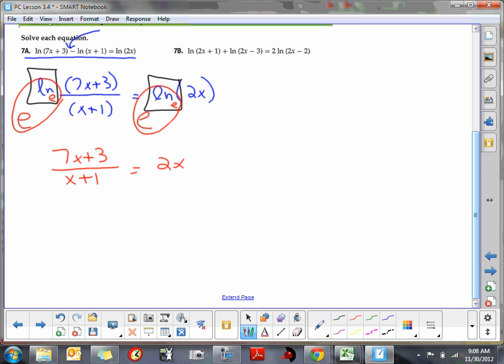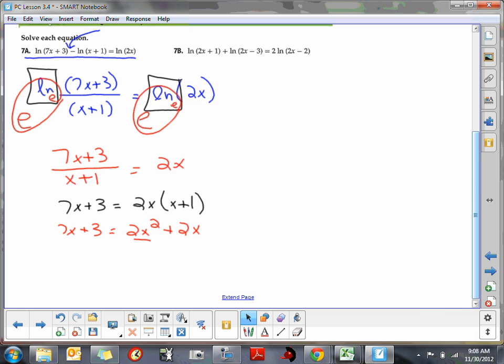Now I can get rid of the parentheses since the arguments of the logarithms are gone. So to solve this equation, we're going to multiply both sides times x plus 1. So 7x plus 3 equals 2x times (x plus 1). And then we're going to solve this equation. So 7x plus 3 equals 2x squared plus 2x.